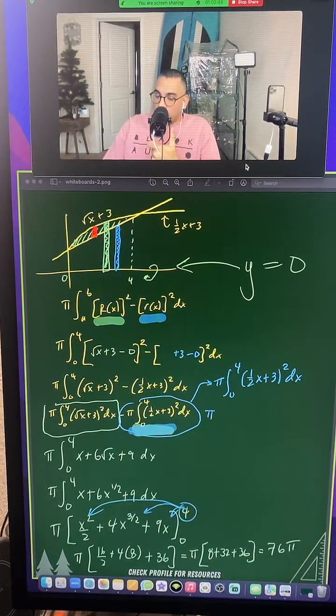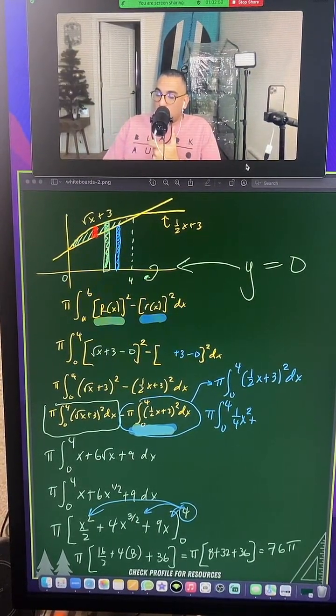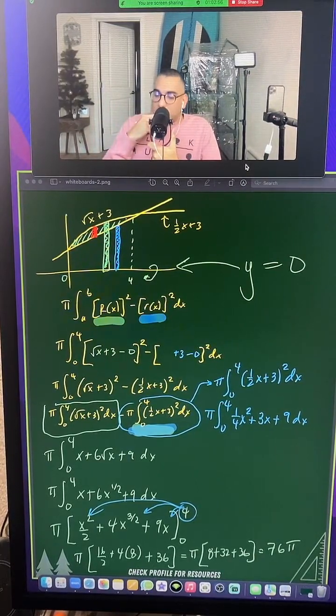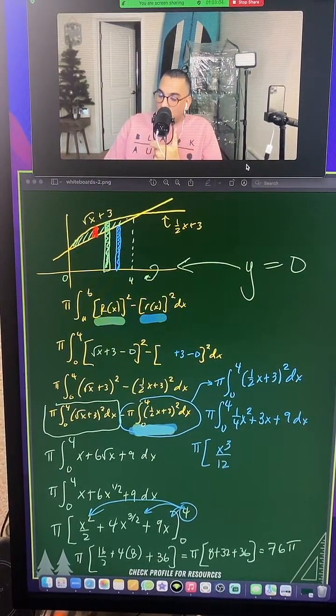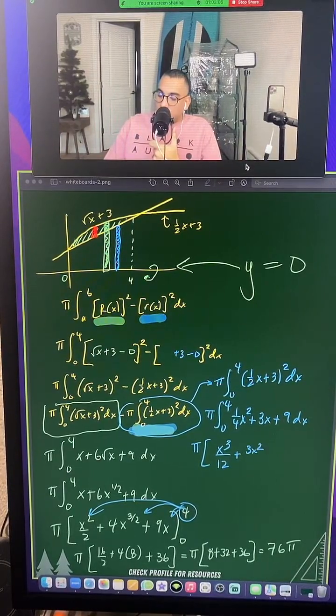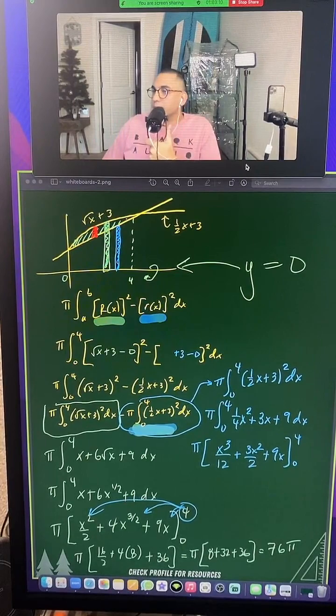Here we go. So I'm going to FOIL this. This is 0 to 4. And so when I FOIL this is 1/4 x squared plus 3x plus 9 dx. This is the hard part about it. You just have to know your fractions. Okay, so let's go ahead and integrate this. This is x cubed over 12 plus 3x squared over 2 plus 9x. And then we're doing from 0 to 4.